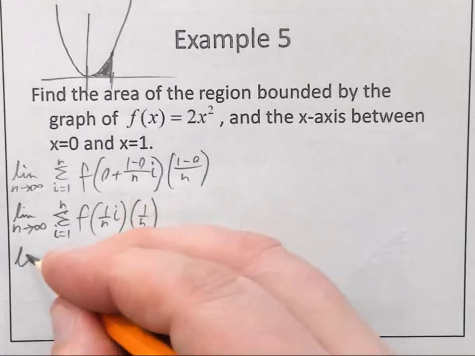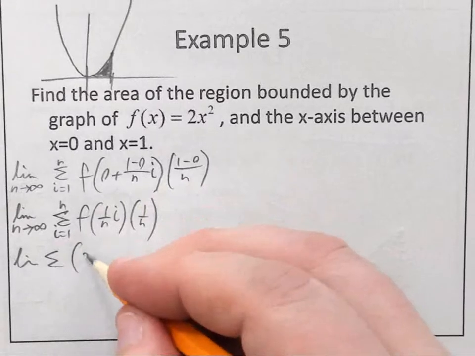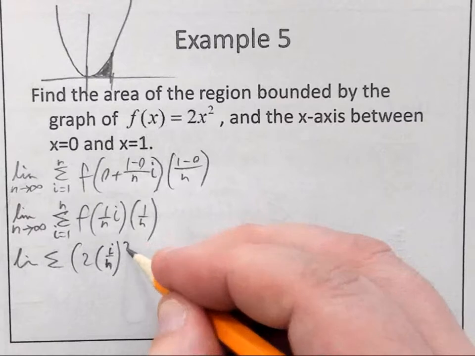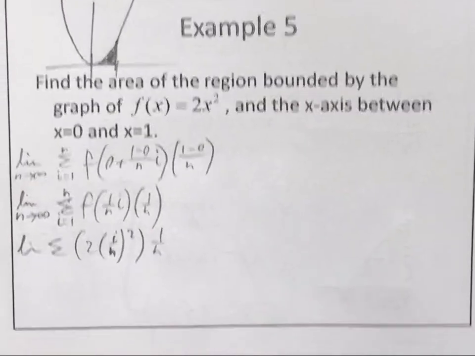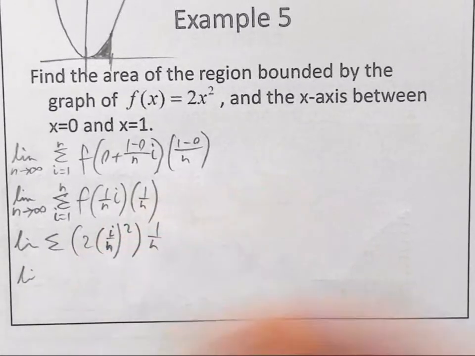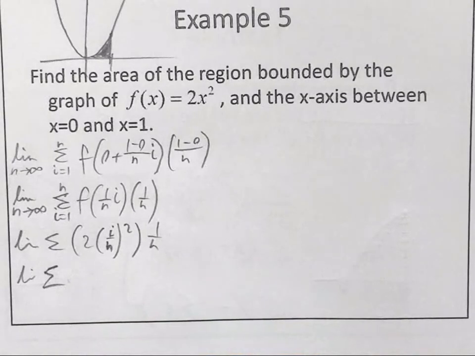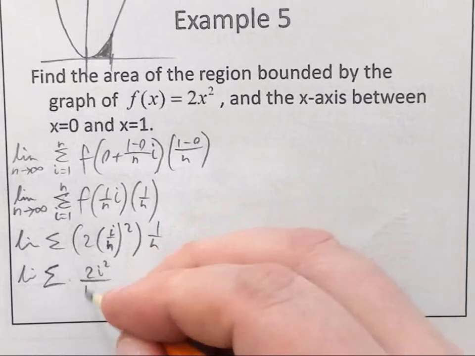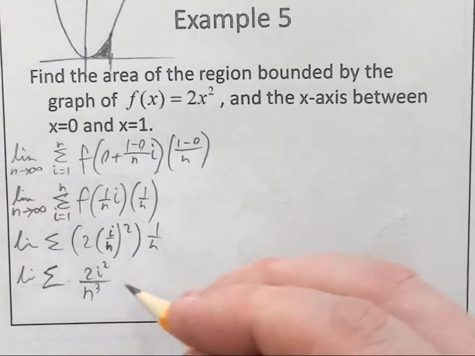So I still have the limits, I still have sigma. Plug that in, I'm going to get 2 times, I'm just going to actually write that as i over n, for simplicity's sake, squared, times 1 over n. That one's not too bad. Clean it up, multiply it all out, what do you end up with? Two i squared on top, and n cubed on the bottom. Okay? So then, pull out your constants.